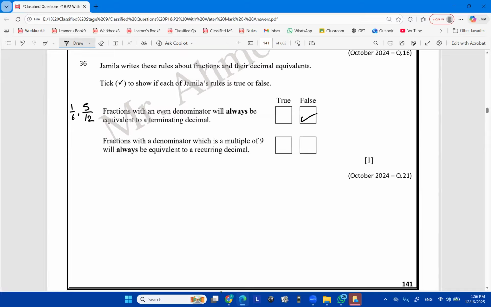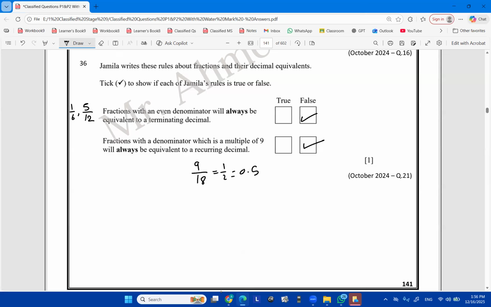No, mister, because they can have 18. Look at this. That's a multiple of 9, right? A denominator which is a multiple of 9. Yes, mister. And I can have here a 9, which is actually a half, which is actually a terminating decimal, right? So it is false, mister.